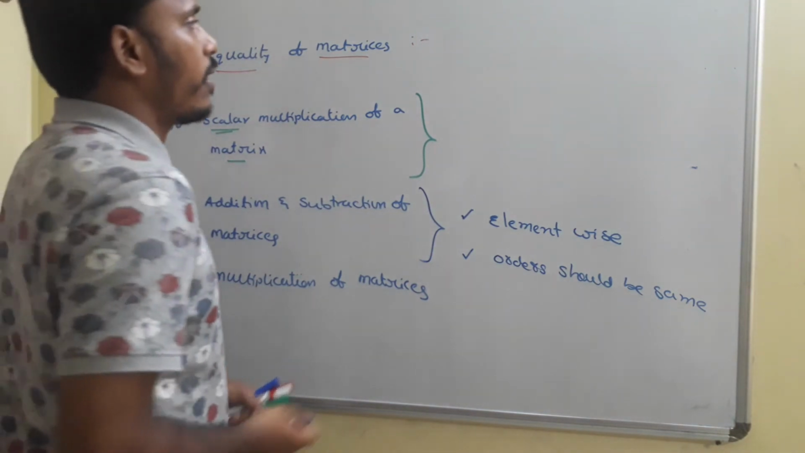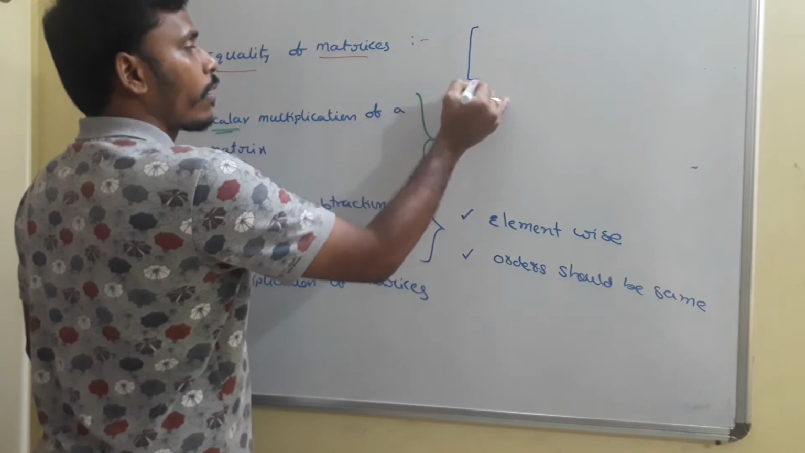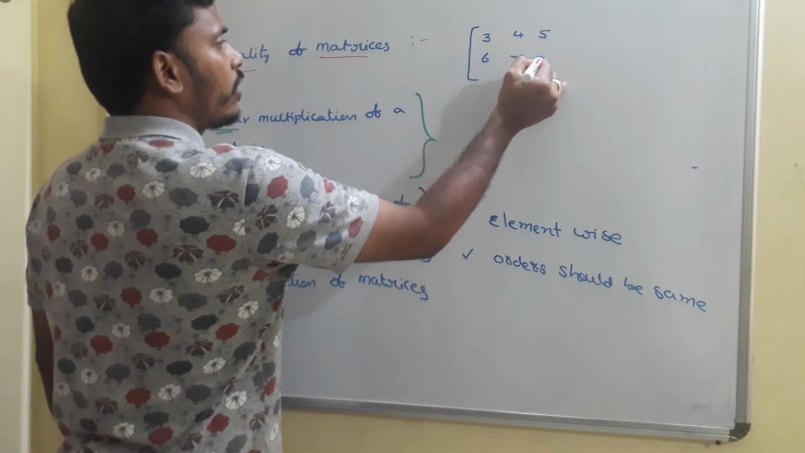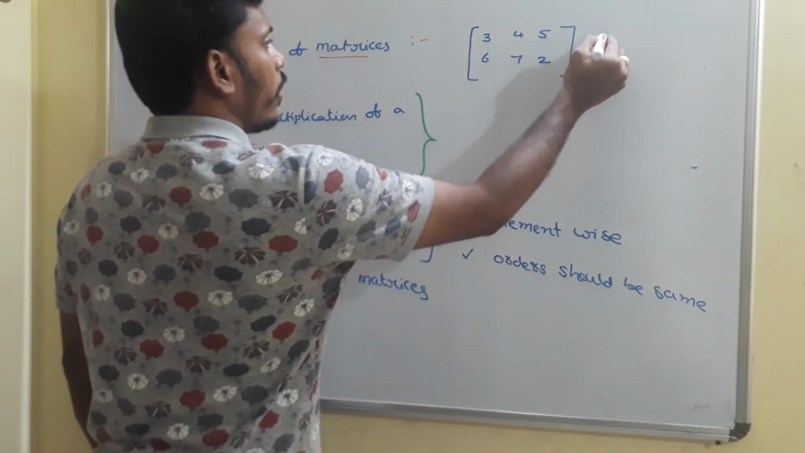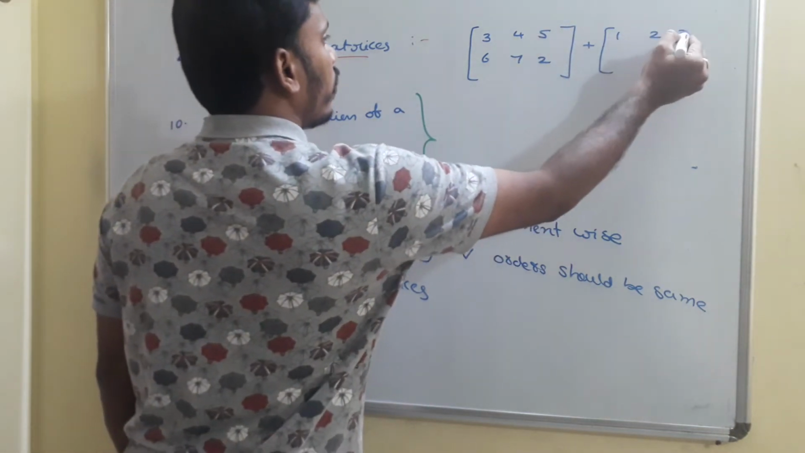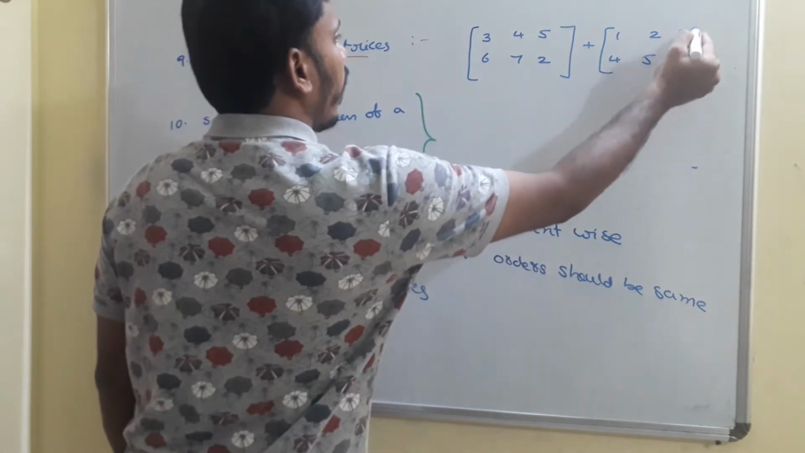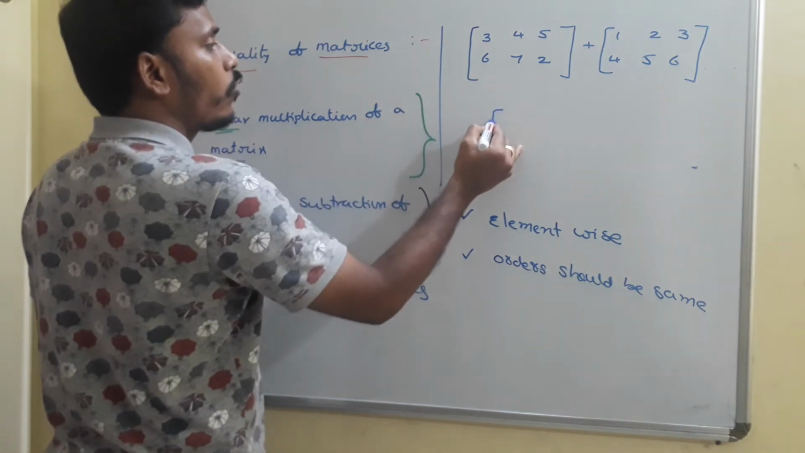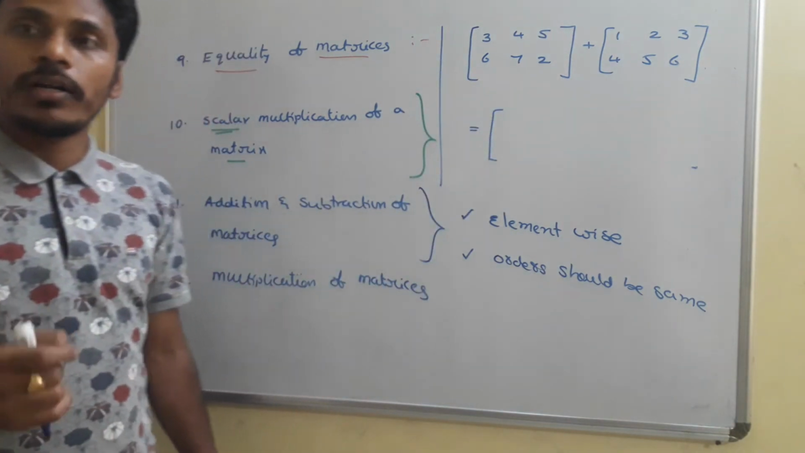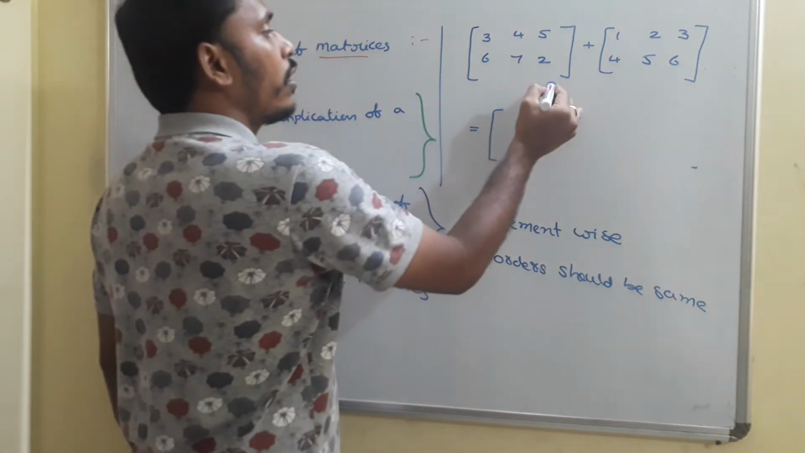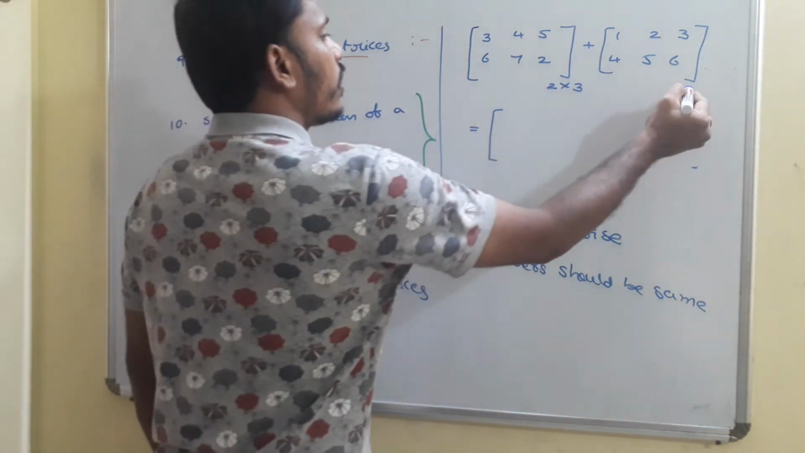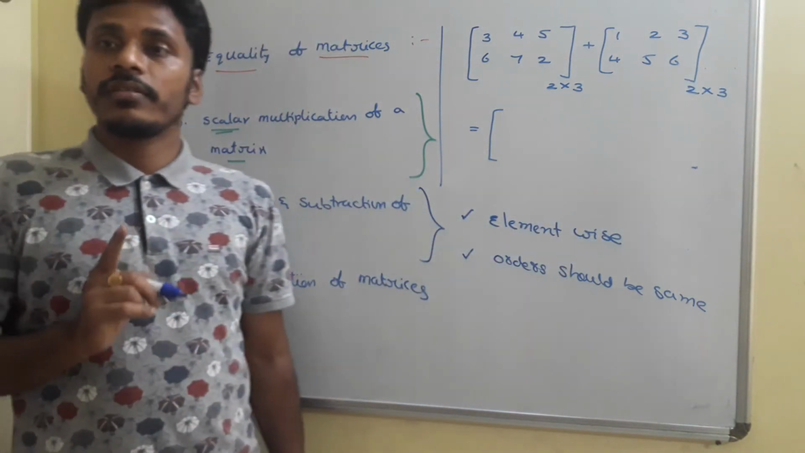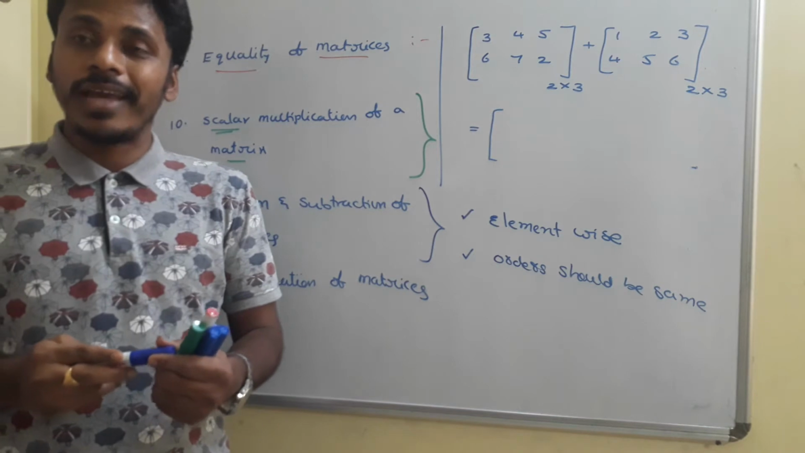So for example, if I have one matrix 3, 4, 5, 6, 7, 2, plus another matrix 1, 2, 3, 4, 5, 6, and we need to add these two matrices. How to add? First of all, think about the orders. The first matrix is of order 2 rows and 3 columns, 2 by 3. The second matrix is also of order 2 by 3. Since the orders are the same, we just add the elements.